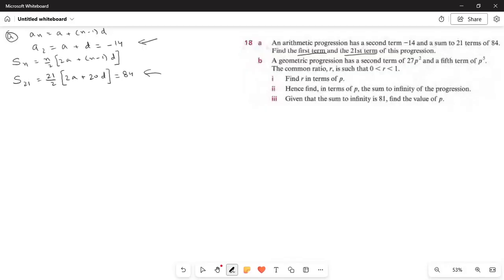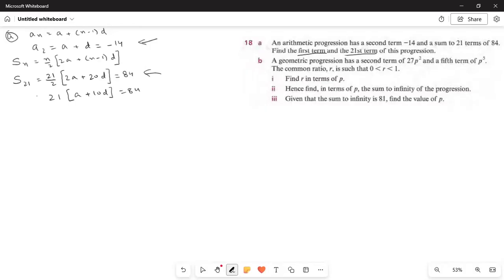and the 21st term. Okay, so you can find any term if you know the two things, A and D, first term and the common difference. Okay, so let's try to find the A and D from these two expressions. You see, from this expression, if I take two common from here and cancel it with this two, so 21 times A plus 10D is equal to 84.